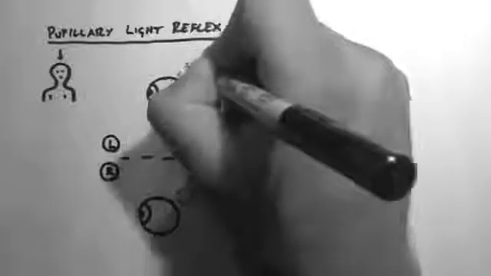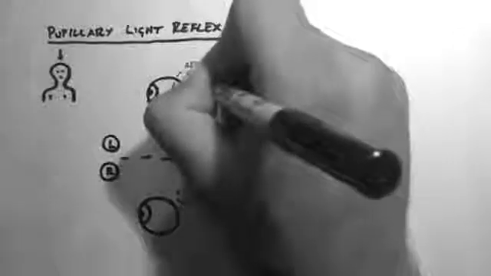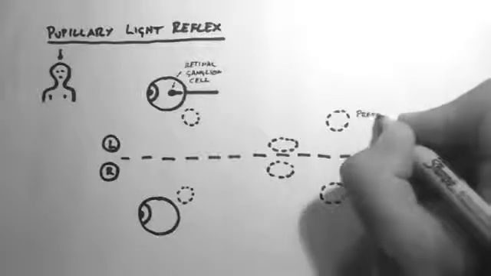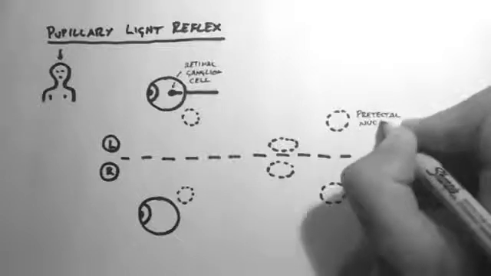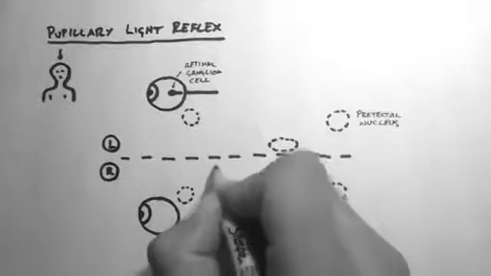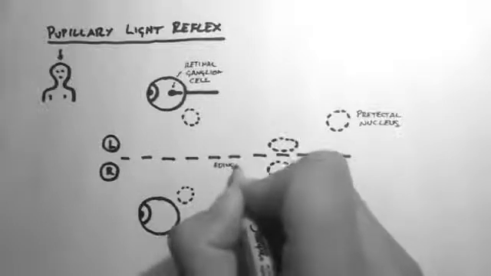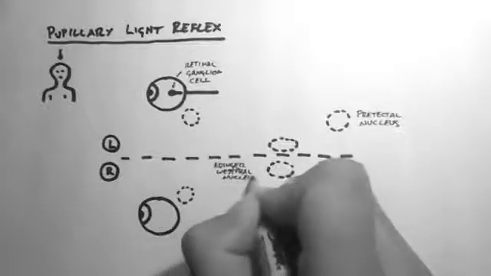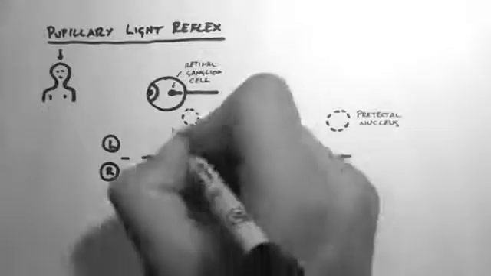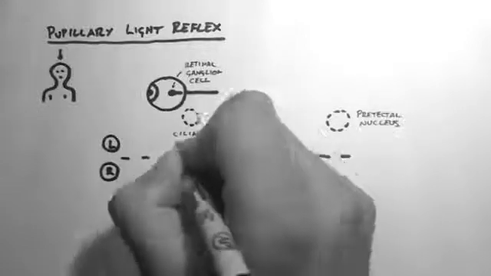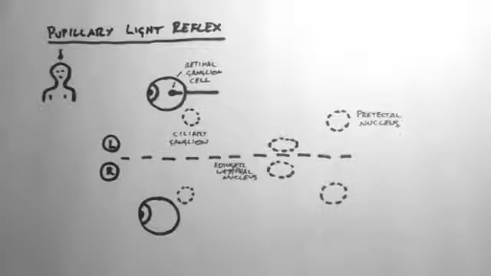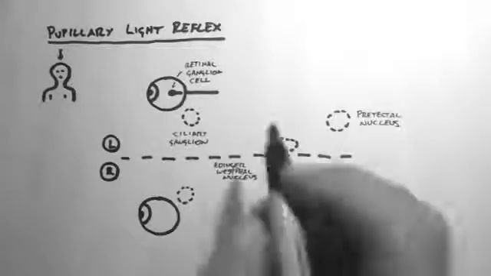Here is the retinal ganglion cell of the eye, and it receives input from rods and cones. This is the pretectal nucleus in the midbrain. These are the Edinger-Westphal nuclei, also in the midbrain, and note that there are matching nuclei on the opposite side of the midline. These are the ciliary ganglia, and they, because they are ganglia, are located outside the CNS.